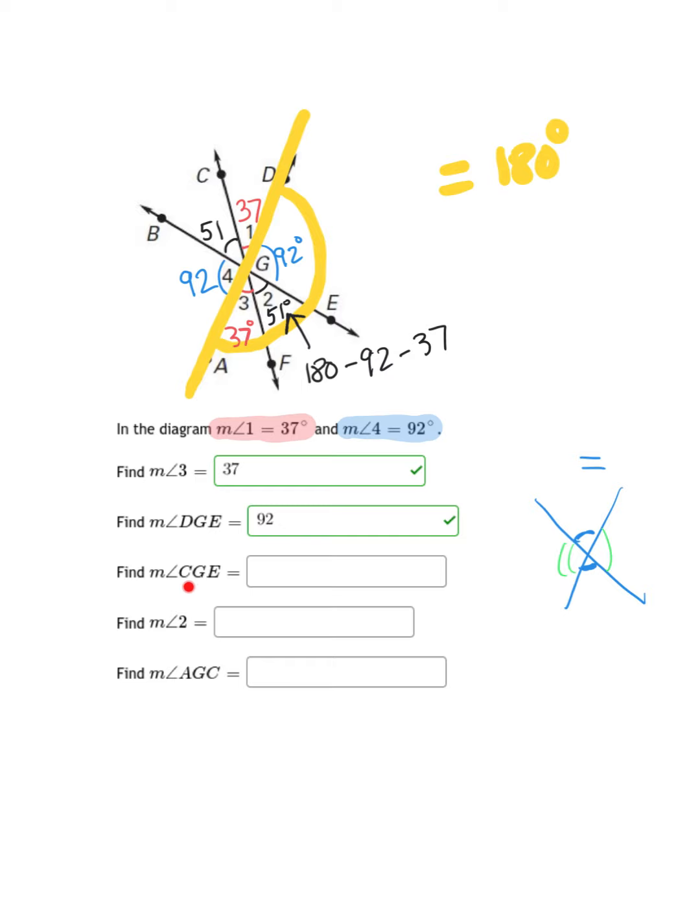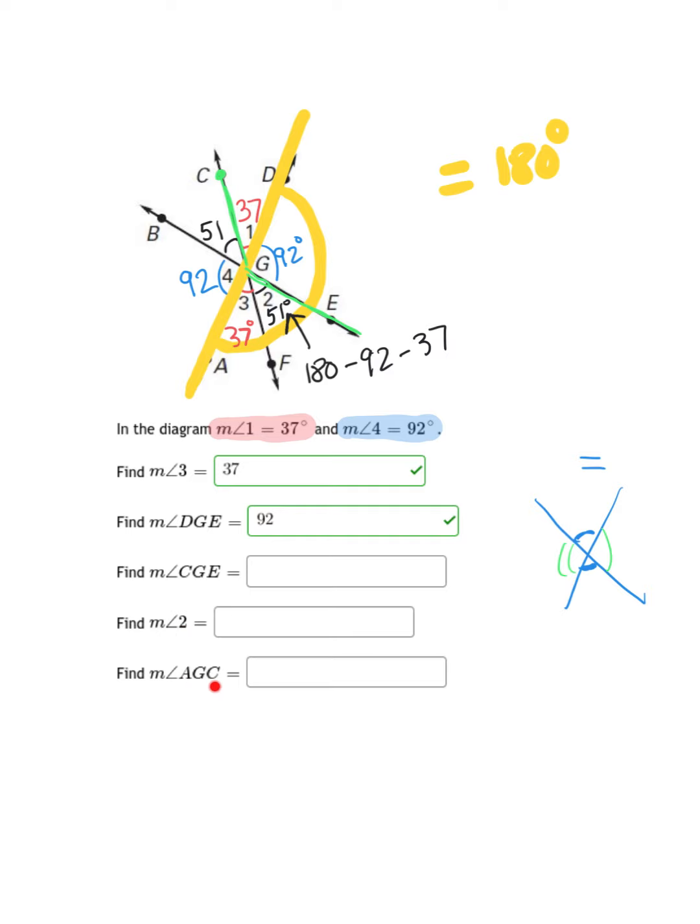So let's look at here, angle CGE. I'm going to trace that in green. All right, I start at C, I go to the middle, G, and then I go to E. Okay, so to get that angle, I just add these two together, 37 plus 92. All right, angle 2, we already figured out, that is right here.